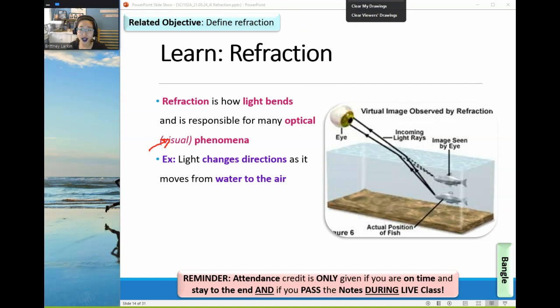All right, so let's go ahead and talk a little bit about this. So again, we're talking about refraction mainly today. We already learned that refraction is when light bends, but we'll talk about specifically how this works with a lot of visual or optical phenomena that we see, like with our eyes. So for example, the main one that we're going to be talking about today is that when we go from water to air or air to water, light changes direction. So it bends again, and that's going to be responsible for a lot of things that we see. So one of the examples we'll talk about is fish.